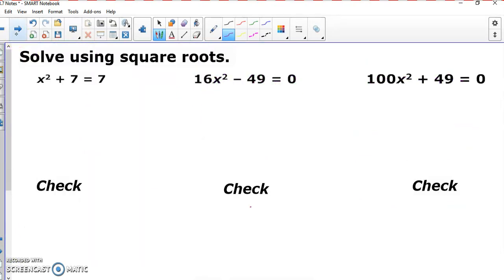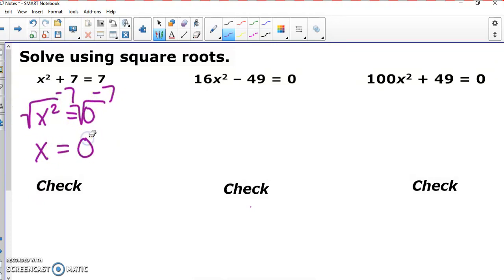Okay, and so then these next ones, we've got just a couple extra steps we're going to add in, but it's going to be the same process. So here I want to start by subtracting 7. I want to get my x alone. So I'm going to have x squared equals 0. And then I can go from there. I can take the square root of both sides. And so just like that problem on the previous page, x is just going to equal 0.